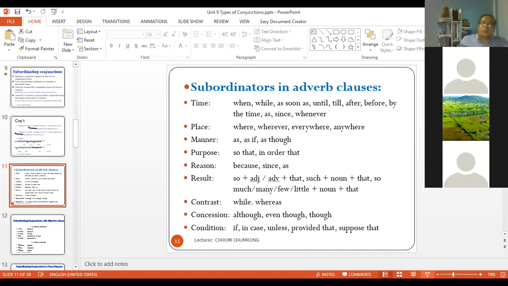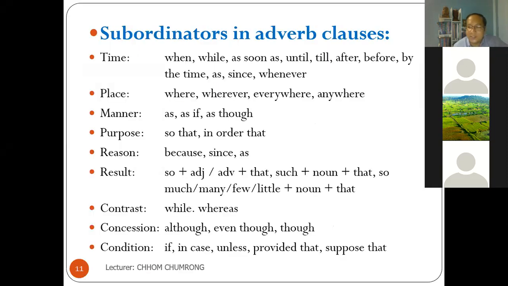So again, everybody, when you look at this conjunction, they are called subordinate conjunctions, and these are the adverb clauses that we use. So we have time, place, manner, purpose, reason, result, contrast, condition, and even condition, right? That you learned already. If there is any point that you want to know more about, you can ask me, if you are not so clear about these kinds of conjunctions.